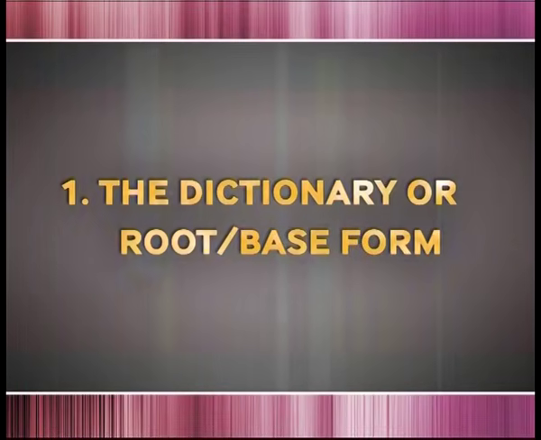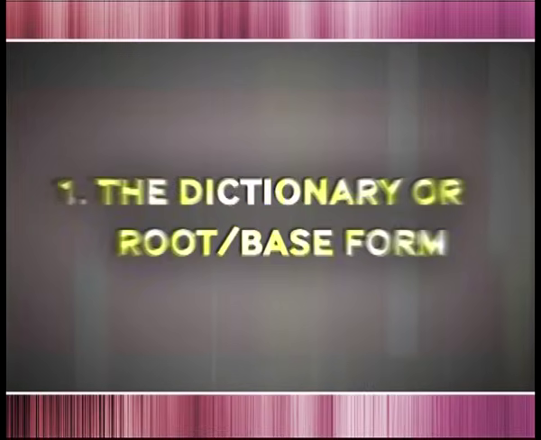The verb shows the time by certain forms it takes. These forms are called the tense forms of the verb. There are 4 tense forms which an English verb takes. The dictionary or root or base form. This is the form which the verb takes in the simple present tense. It is also called the bare infinitive form.